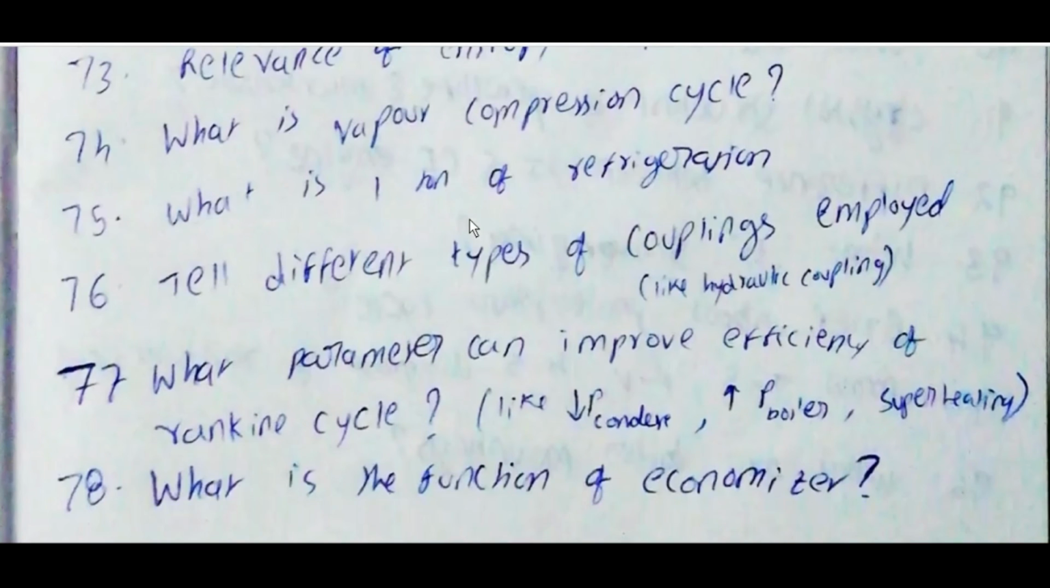Tell the different types of couplings employed. Couplings are mechanical devices used to transmit power or torque from one shaft to another. Sleeve coupling, split muff coupling, flange coupling, bush pin type flexible coupling, gear coupling, fluid coupling, universal or Hooke's joint.